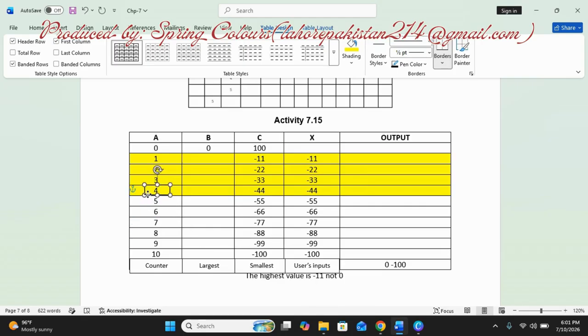and the counter will increase to 4. In the fifth iteration, or the fifth round, the user gives a value of minus 55.